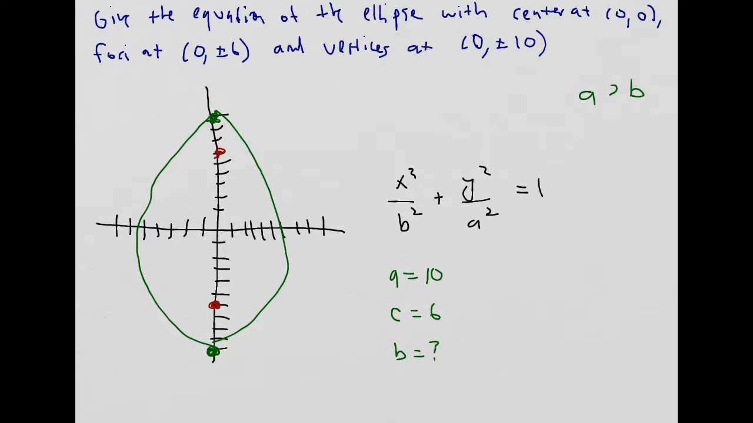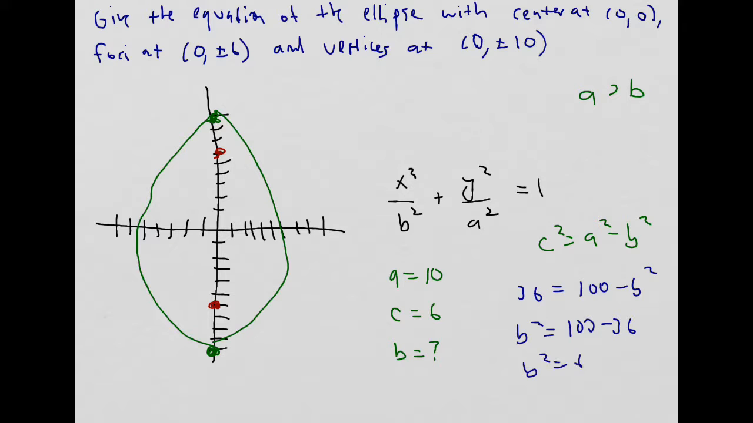Okay. And you need to memorize this formula. The relationship in an ellipse between a, b, and c: c squared is equal to a squared minus b squared, always, for an ellipse. So this will allow us to find the value of b. Let's plug in the values that we know. 36, or 6 squared, is equal to 10 squared, which is 100, minus b squared. So let's do a little bit of algebra here. We'll take b squared, which is 100 minus 36, which is 64. So then what does that mean? It means that b is the square root of 64, which is 8.